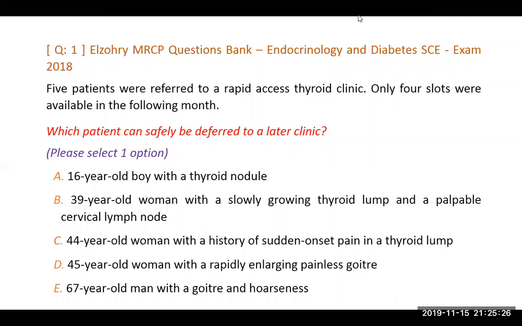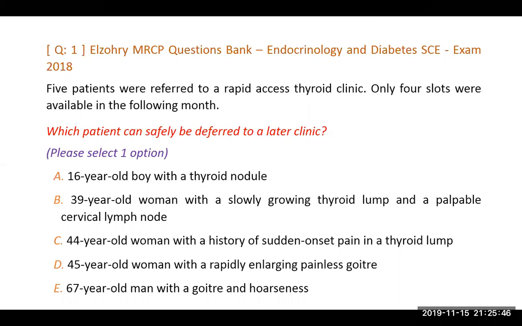Okay. Anyone want to read this question? Five patients were referred to rapid access thyroid clinic. Only four slots were available in the following month. Which patients can safely be deferred to later clinic?